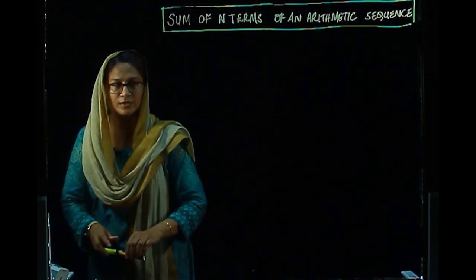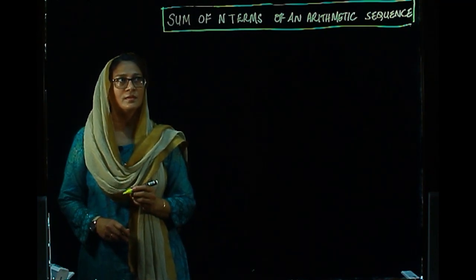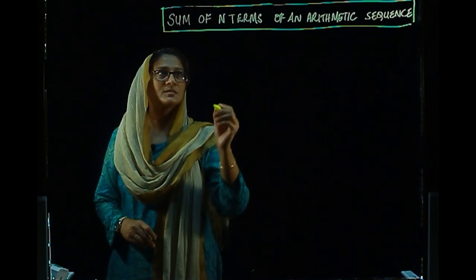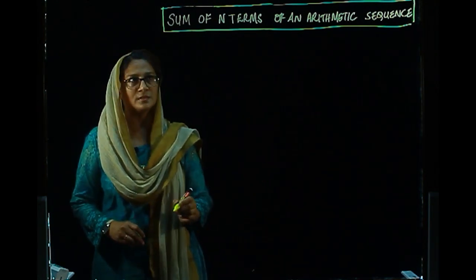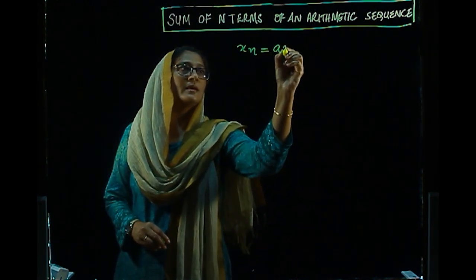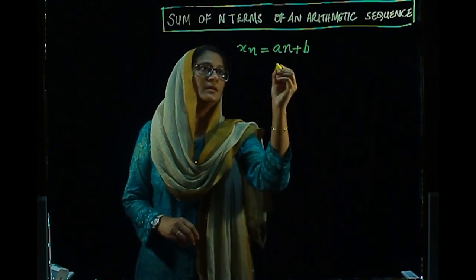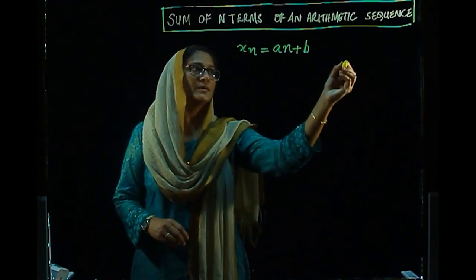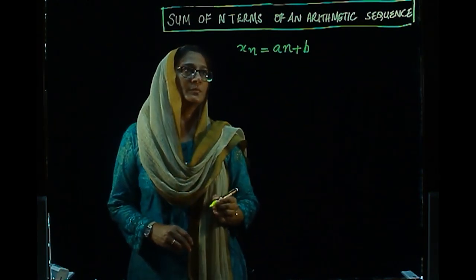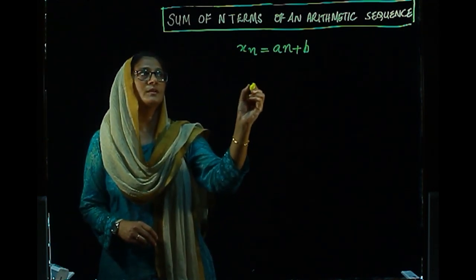Let's just connect what we have studied with the algebra of arithmetic sequences. We have seen that the nth term of any arithmetic sequence is of the form xn is equal to an plus b, where a is the common difference and b is the first term minus common difference. Now, using this algebraic expression, we can find each term of an arithmetic sequence.